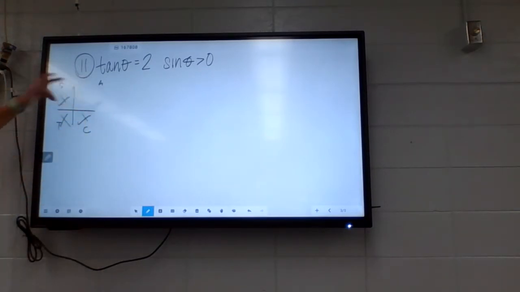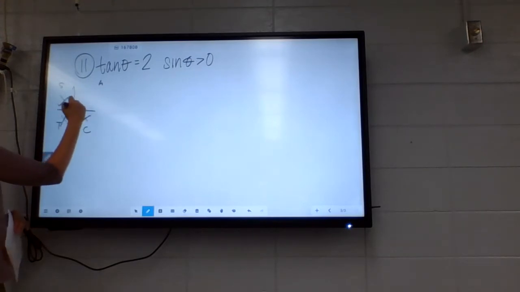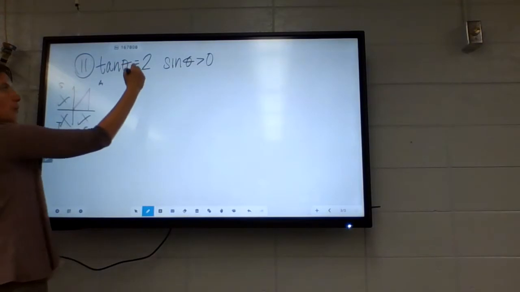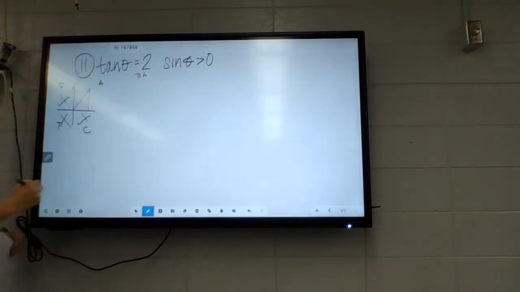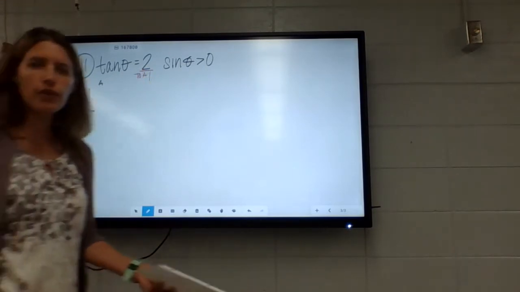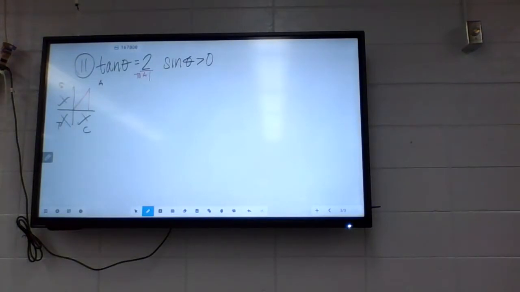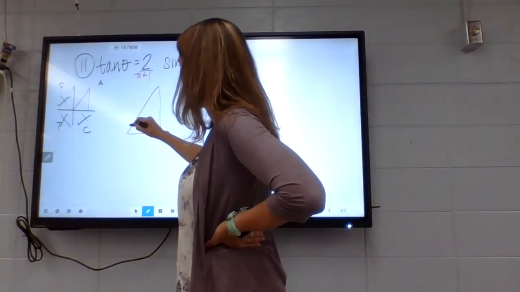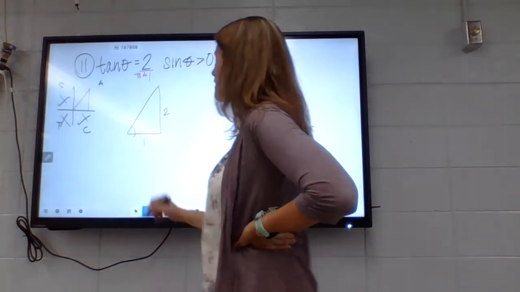They're all positive, so we're in this quadrant. I need to draw my triangle here. Now tangent is TOA. Now 2 isn't a fraction, so I'm going to put the 2 over 1. Same thing in number 10, you should put that negative 1 over a 1 if you're wondering about how to do number 10. So that means in this triangle, my opposite is 2, my adjacent is 1.